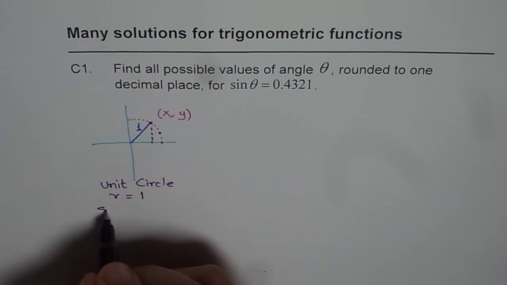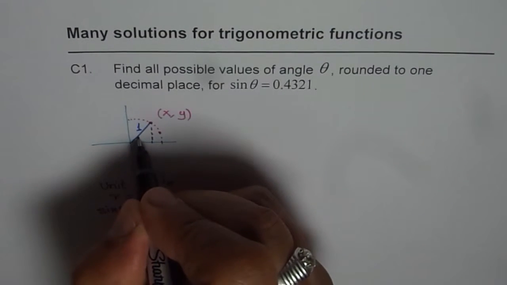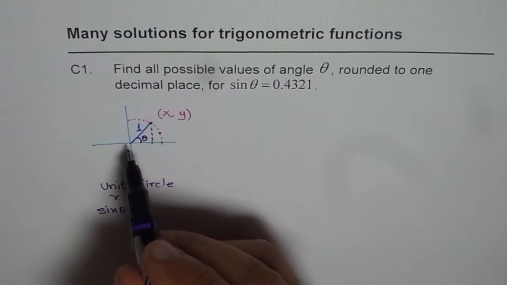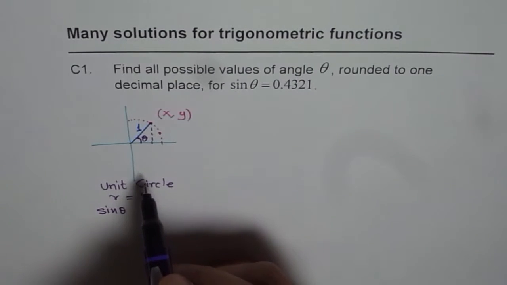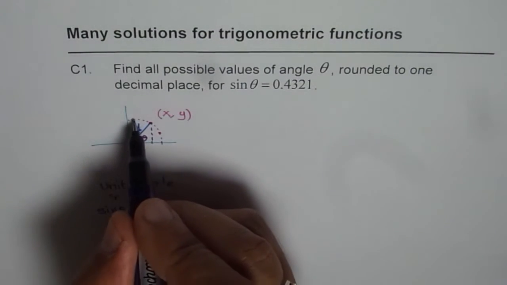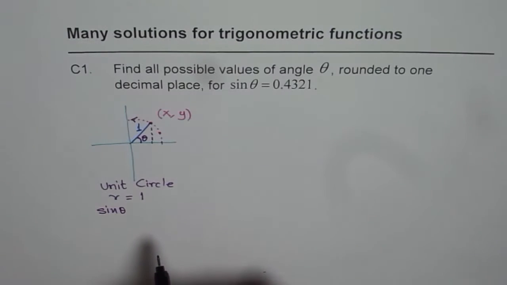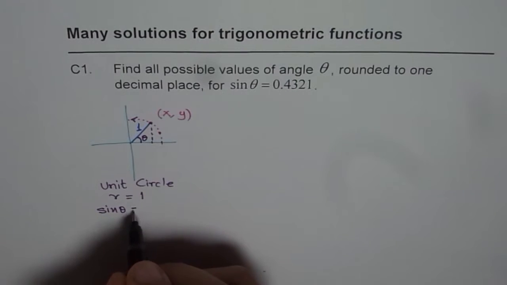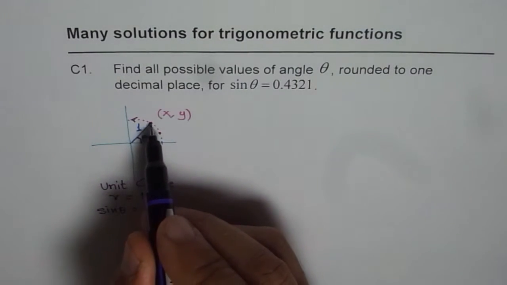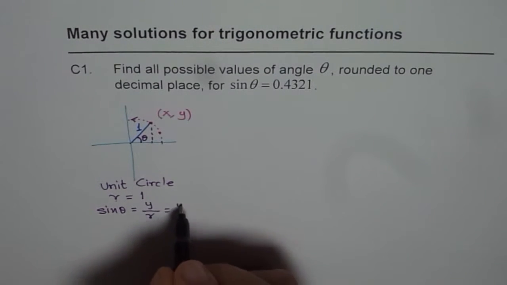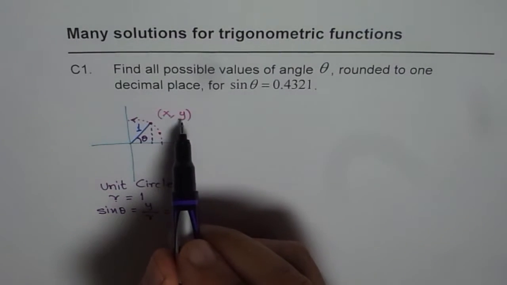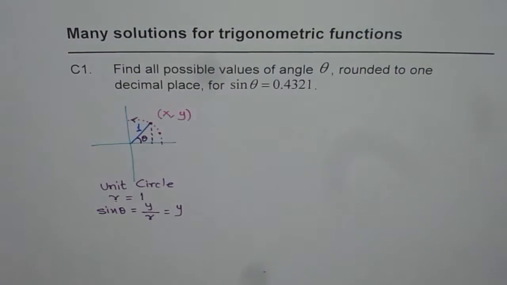In that case, sine of theta, where theta is the angle which the moving arm of the circle makes with the x-axis, moving in the counterclockwise direction. In this direction theta is considered to be positive. Sine theta will be y over radius. Since the radius is 1, it is equal to y. So the value y actually represents sine theta, right?